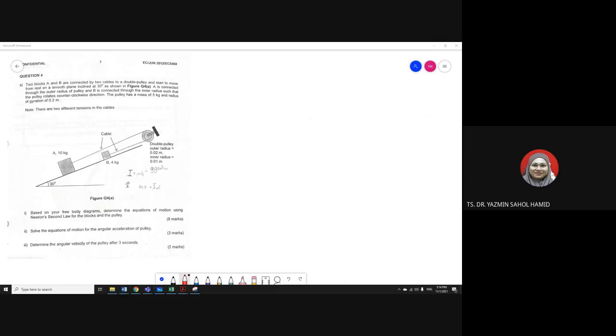For the same question 2012, again, what you need to do is the same thing. You need to write the equation of motion for the block. Again, you need to find the equation of motion for block A. You have to write the equation of motion for block A. You need to write the equation for block B. And again, you need to write the equation for the pulley. The same thing. And then after you have written the equations, you need to find the acceleration.